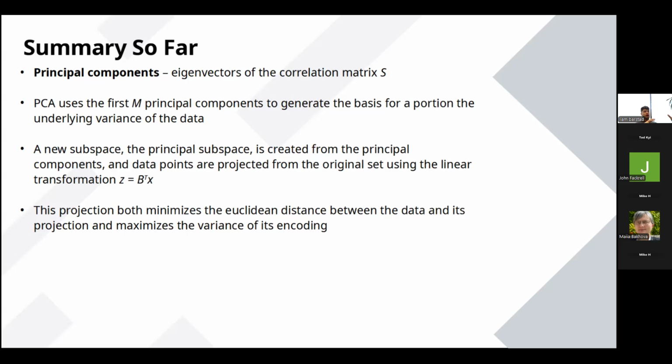If you start with the largest eigenvalues, the most prominent eigenvectors, you are basically describing the majority of variance in that data set, the first M number of times. And we use that as the basis for that encoding, that optimal projection onto that subspace. And so that new subspace, the principal subspace, is created, and the data points are projected from the original set using the linear transformation Z equals B transpose X.